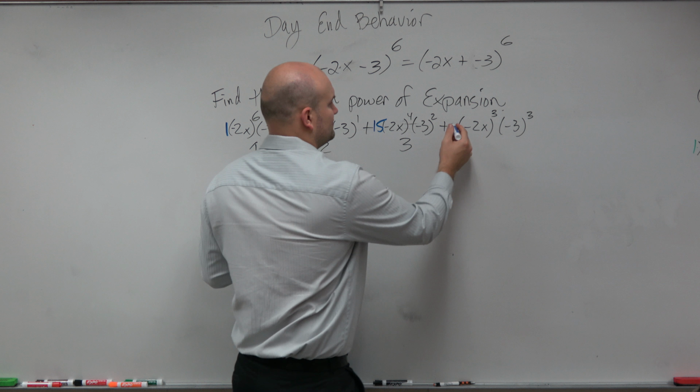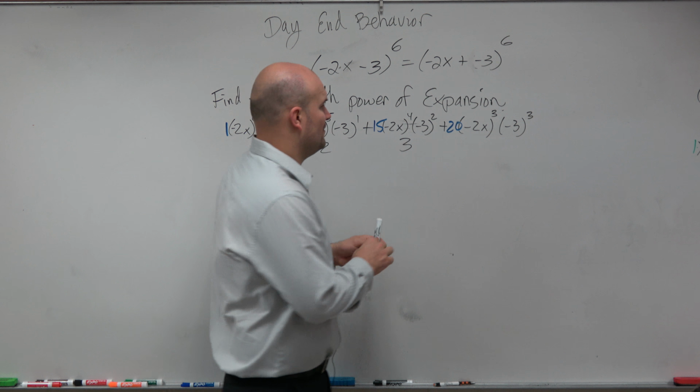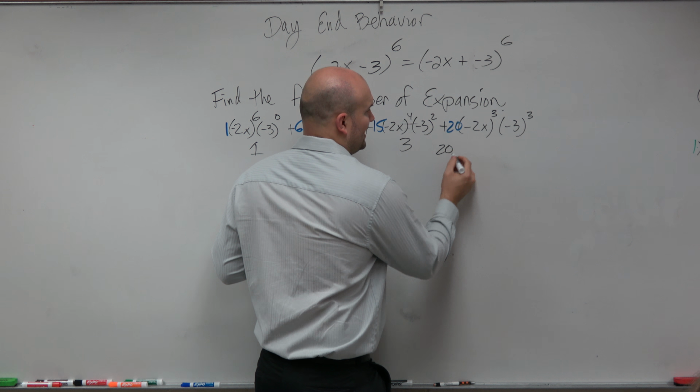1 plus 5 is 6. 5 plus 10 is 15. 10 plus 10 is 20. So 1, 2, 3, 4. That would be my fourth term. Now we need to simplify this. Negative, so therefore I have 20.